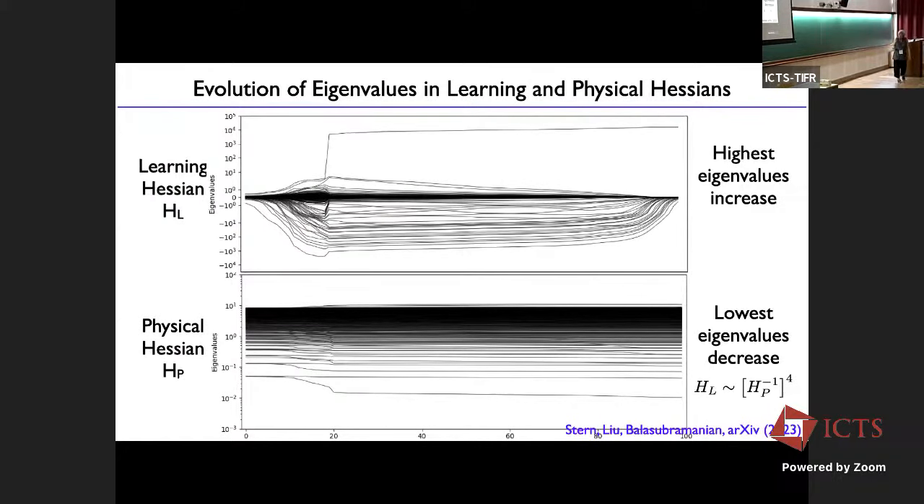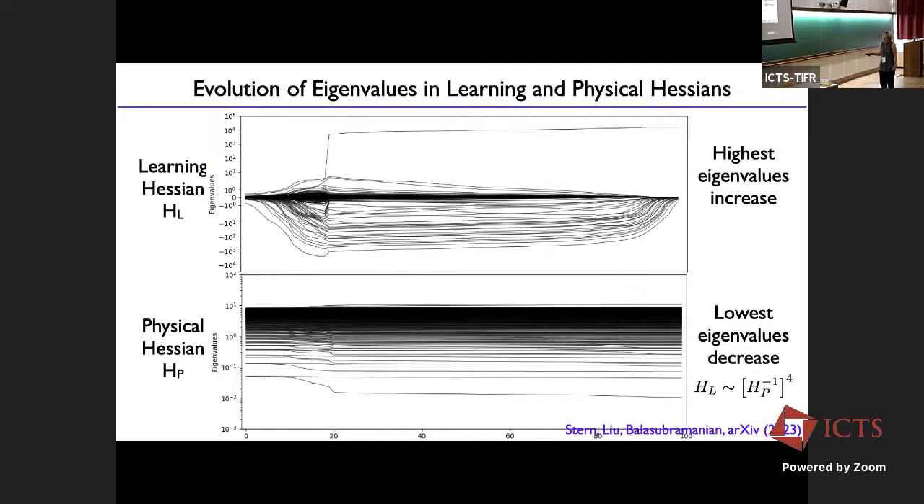And as I showed you before, let's go back to that extreme case. If we looked at the learning Hessian, there was this one eigenvalue, this huge gap that developed here, and this contained the function. Now let's look at the physical Hessian of the same system. As the system learns, what happens? In the physical Hessian, there's a lowest eigenvalue that drops and gets lower, and that has a gap with the others.